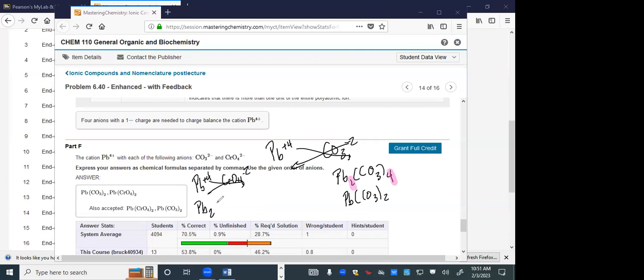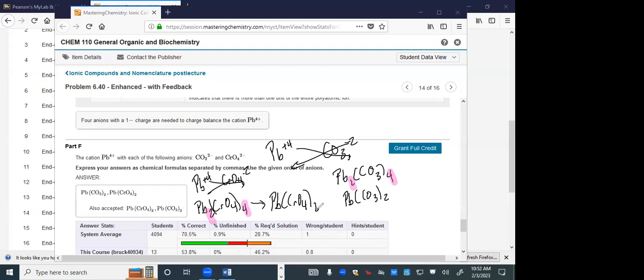So if I did Pb2CrO4 taken four times, I would have to recognize that the 2 and the 4 are reducible as well. And so PbCrO4 taken twice would be the correct version of that.